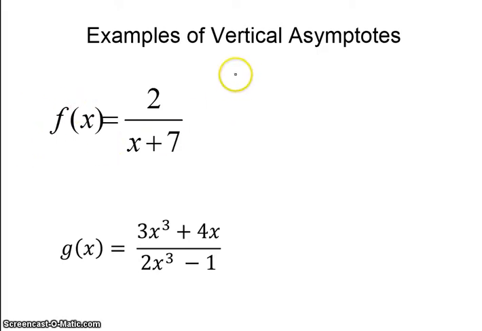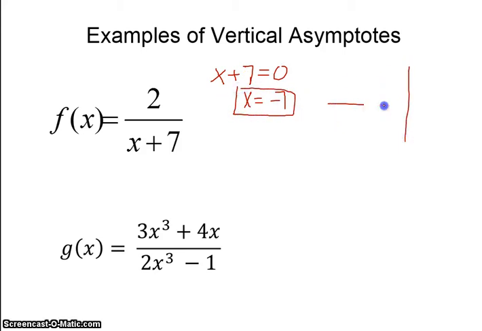And now that you have done that, like it said, you're just setting your denominator equal to 0. So x plus 7 equals 0 is going to give me x equals -7. That should be my vertical asymptote. And when I graph this all the way over here at -7, I should have a dotted line just like that, where it never crosses.